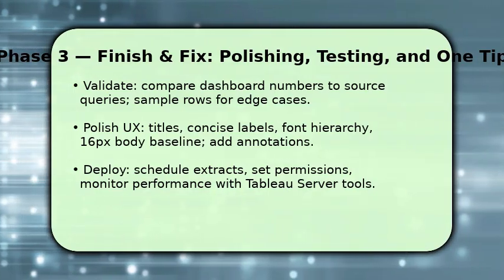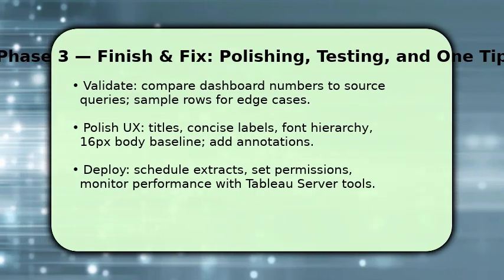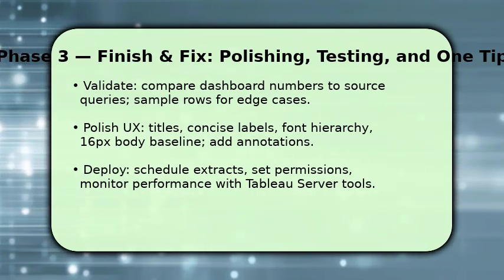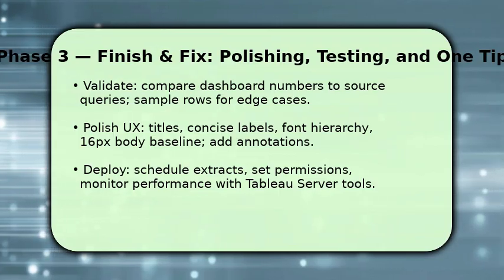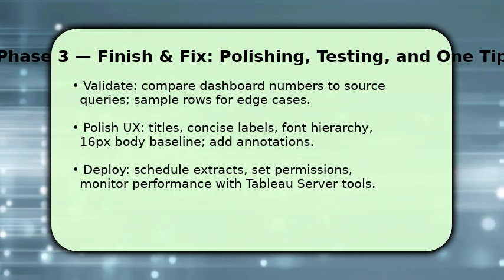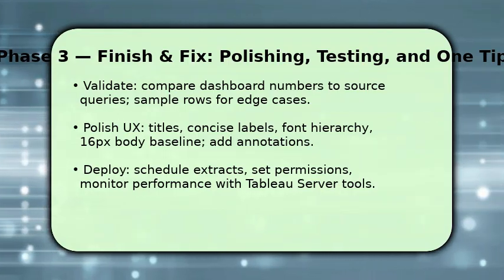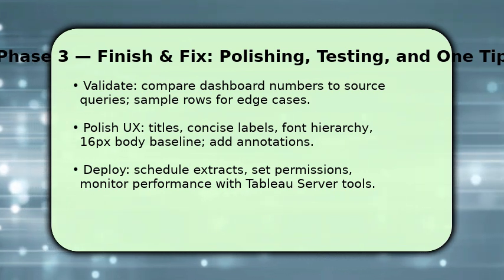Then polish the user experience. Craft concise titles, consistent font sizes, and clear axis labels so users understand context at a glance. Schedule extracts and set access permissions before publishing and monitor load times after rollout. If performance stalls, one troubleshooting tip: disable non-essential quick filters and replace them.